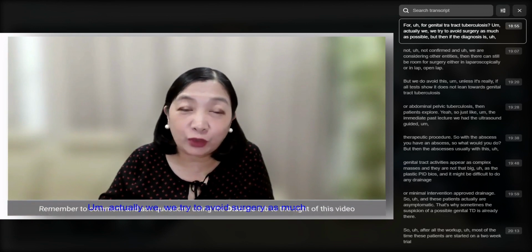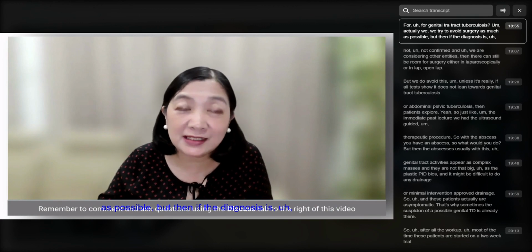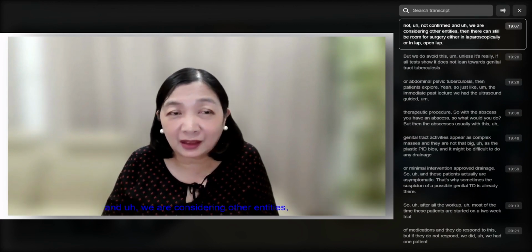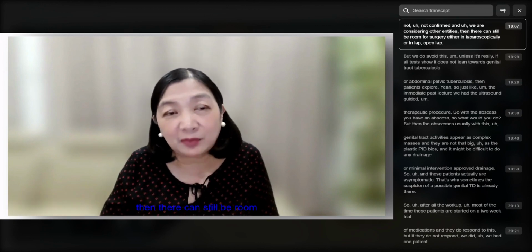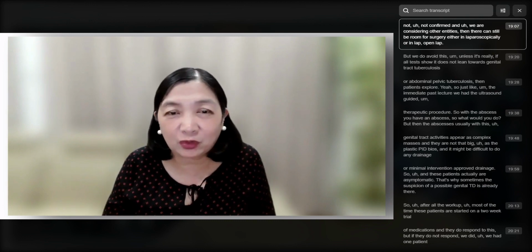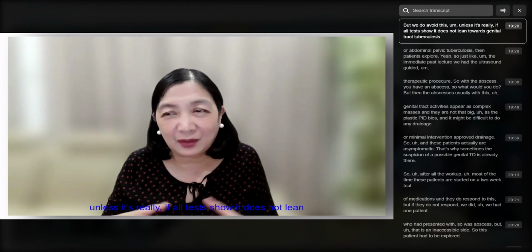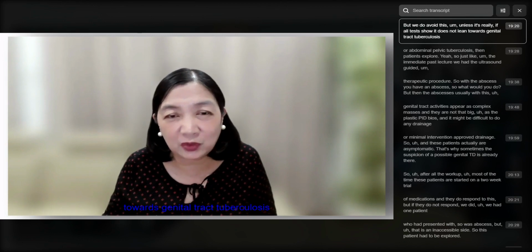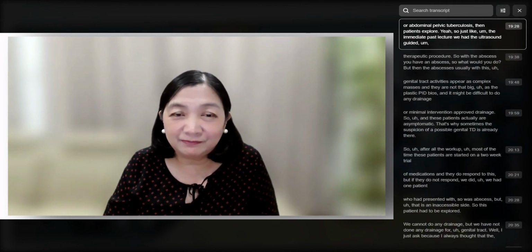Actually, we try to avoid surgery as much as possible. But if the diagnosis is not confirmed and we are considering other entities, then there can still be room for surgery, either laparoscopically or open laparotomy. But we do avoid this unless all tests show it does not lean towards genital tract tuberculosis or abdominopelvic tuberculosis, then patients are explored.